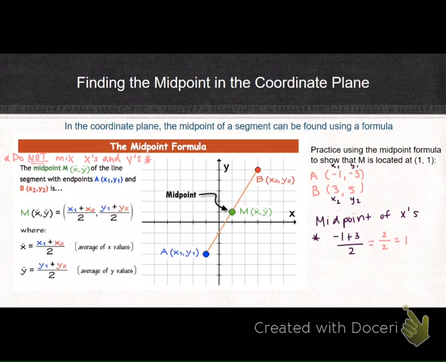Okay, Desiree, then we're going to find the midpoint of the y's. What are the things that I'm going to add together to find the midpoint of the y's? Negative 3 plus 5 over 2, which is what? It's negative 3 plus 5. 2 over 2, which is 1. So our x is 1. It's always x comma y. So it's 1 comma 1 for our midpoint.